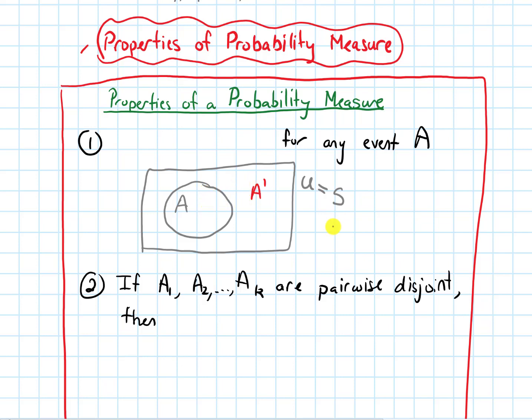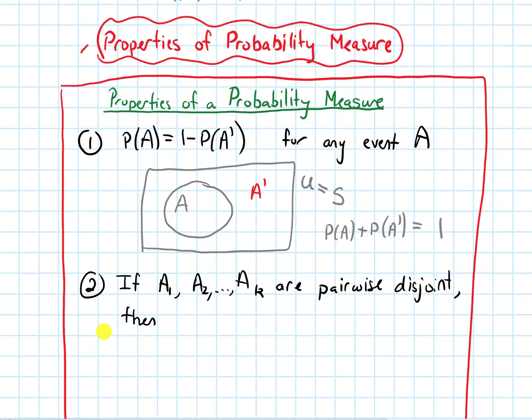So based off of this picture, the probability of A plus the probability of A complement should be equal to 1. So if I rearrange this, we get the first property, which is that P of A equals 1 minus the probability of A complement. Okay, so this is something that we've seen before for equally likely outcomes, but it's going to be true even for more general probability measures.